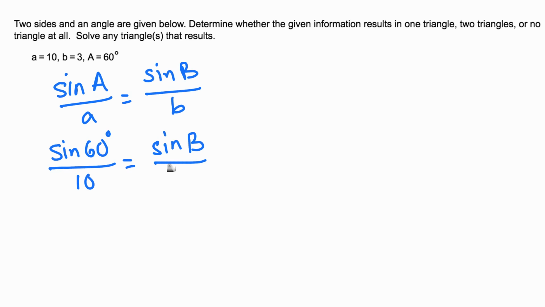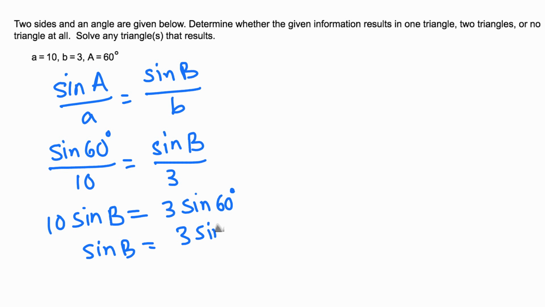Lowercase b is 3. One fraction equals another, so cross multiply, and we want to find B. So let me write 10 times sine B first, this way. 10 times sine B equals 3 times sine 60. Do not put the value of sine 60 yet. In fact, sine 60 degrees is root 3 over 2. That's the exact value. So we'll get it at the end. And now divide by 10. Then we have sine B equals 3 sine 60 degrees all over 10.